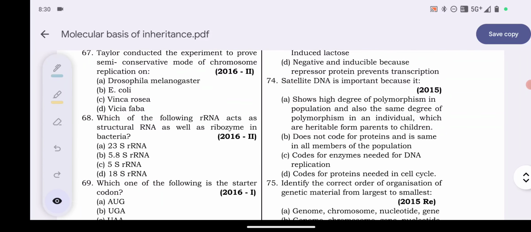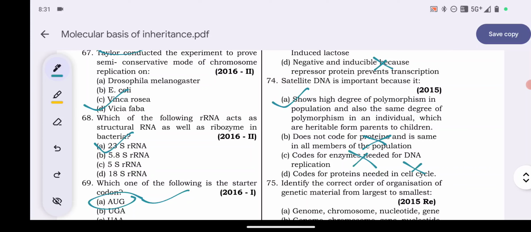74 question number. Satellite DNA is important because it, चार ऑप्शंस देखो. ऑप्शन A: it shows high degree of polymorphism in population and also the same degree of polymorphism in an individual which are inheritable from parents to children. पहला ही आंसर सही हो गया. Does not code for protein and is same in all member of the population, wrong one. Code for enzyme needed to DNA replication, code for protein needed in cell cycle, wrong one. So A option is the correct one.